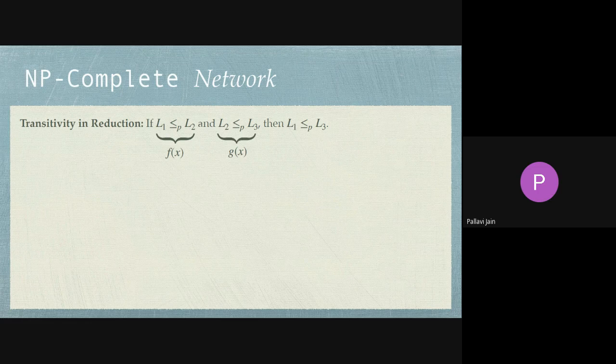Yeah, but you have to modify the Turing machine so that you convert the instance of L1 to L2, right?